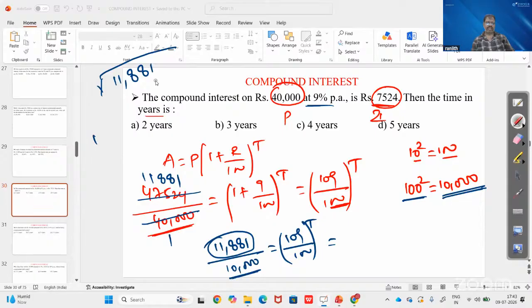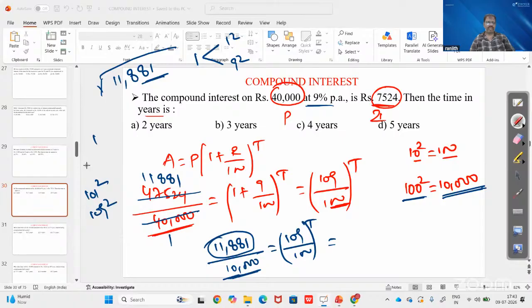So the square root ends with 11,881. If any square root ends with 1, it can be either 1 square or else 9 square. So it is more than 100, where 100 will be equal to 10,000. So the value will be equal to 101 square or else 109 square.